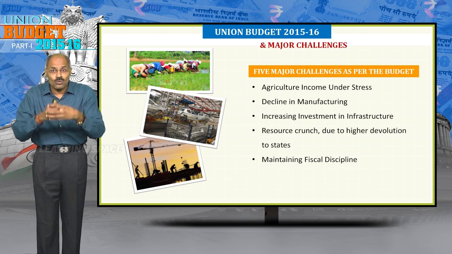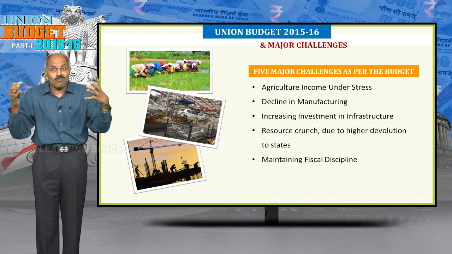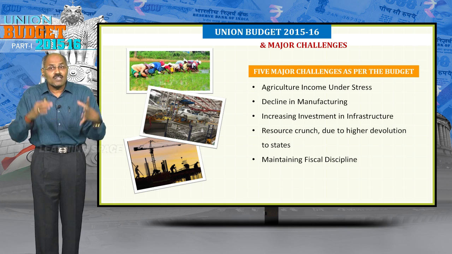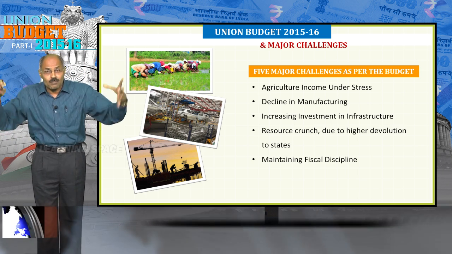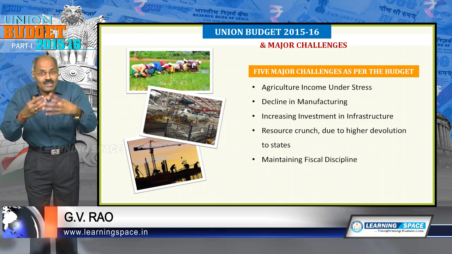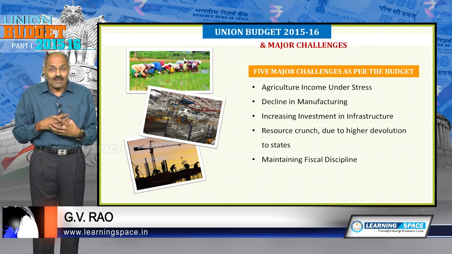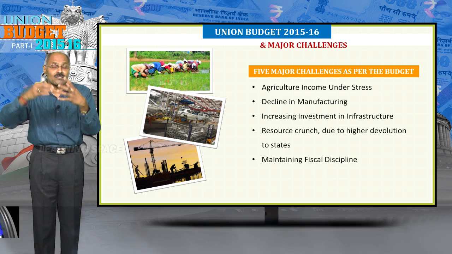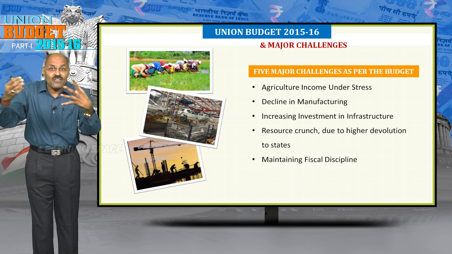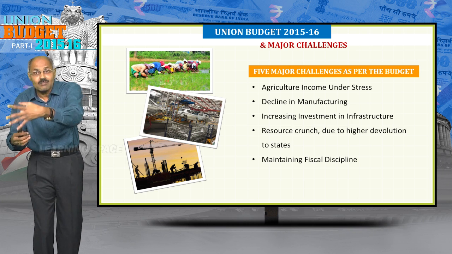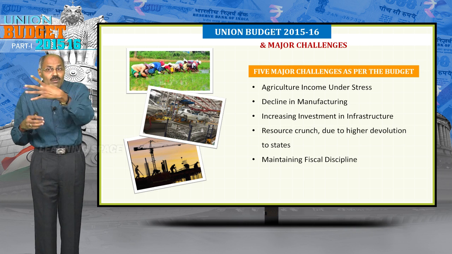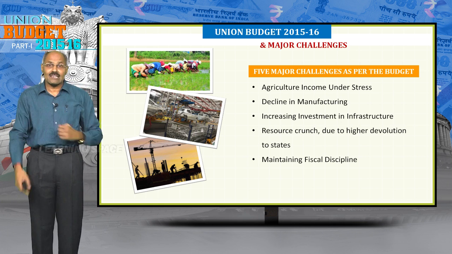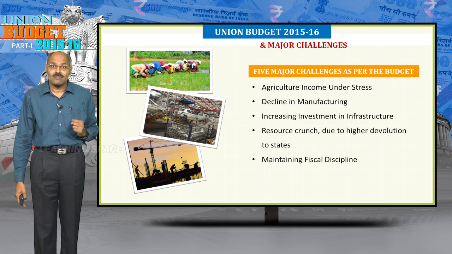You should have world-class roads, you should have world-class railways, you should have bullet trains, you should have world-class airports. This is all infrastructure. Without world-class infrastructure, you cannot progress. The next one is resource crunch. That means as per the 14th Finance Commission, lot of resources will go to states. That's why central government may face resource crunch, and the last challenge is maintaining fiscal discipline. Please remember, for the 2015-16, the Finance Minister announced 3.9% as the fiscal deficit target, right?